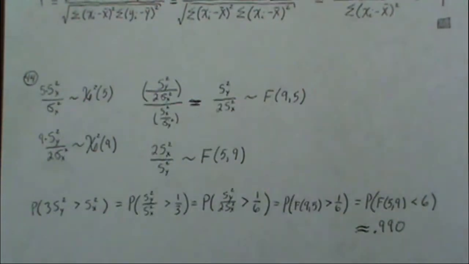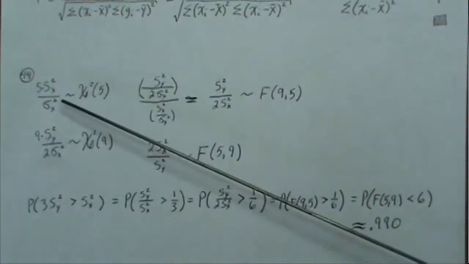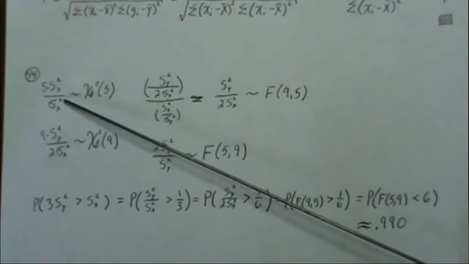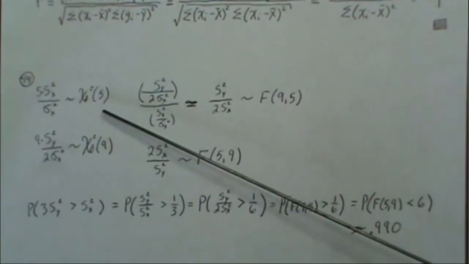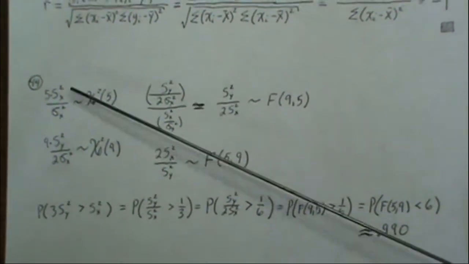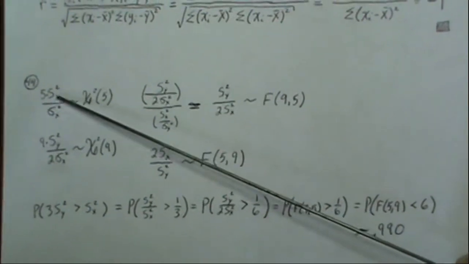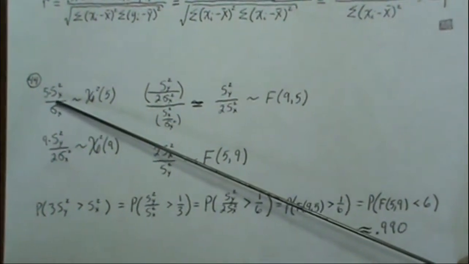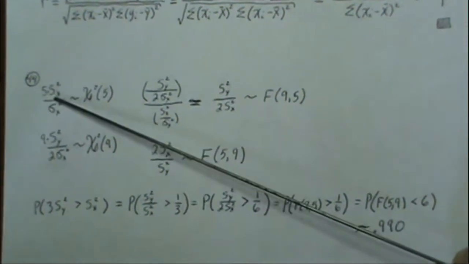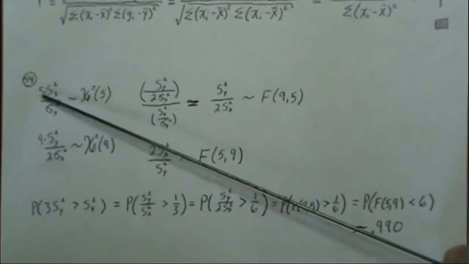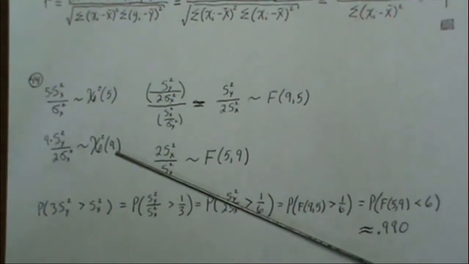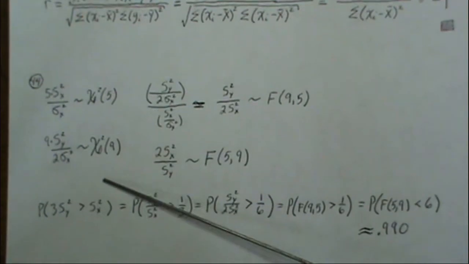So problem number 44, a little background first, is that this quantity here is chi-squared 5. Notice that in sx squared we're dividing by 5, which is 6 minus 1, and we have to get rid of that. So that's what the 5 is. In the same way, this is a chi-squared 9.